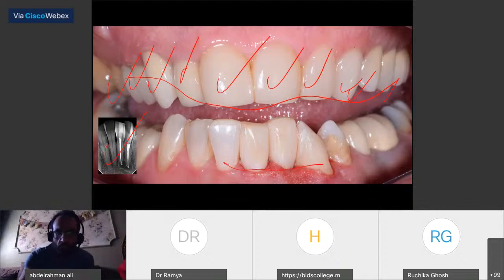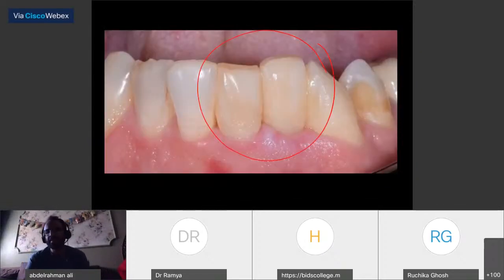And this is us just 1 week later. You cannot tell that there is a restoration over there. And we saved a tooth.